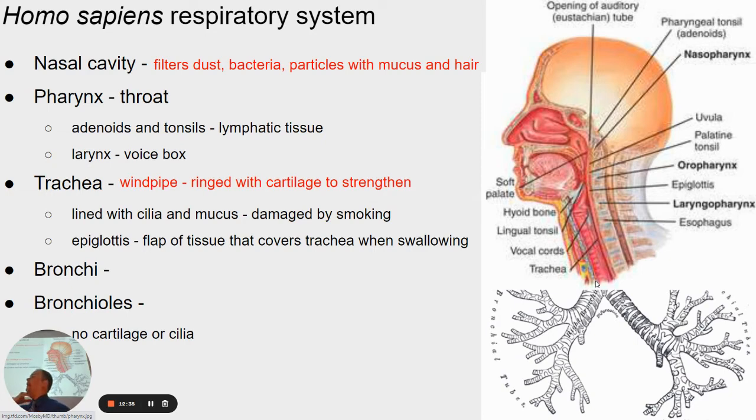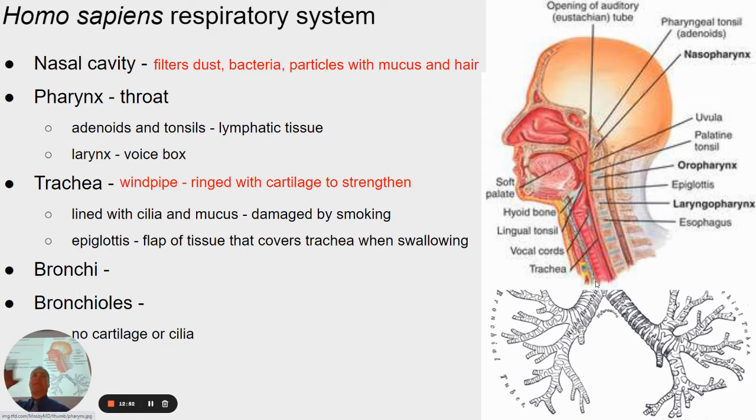There's also a flap. So when you swallow food, this flap closes and covers your trachea so that you don't get food stuck in it. And when you breathe in, this flap opens up. Now, it doesn't always work perfectly, right?